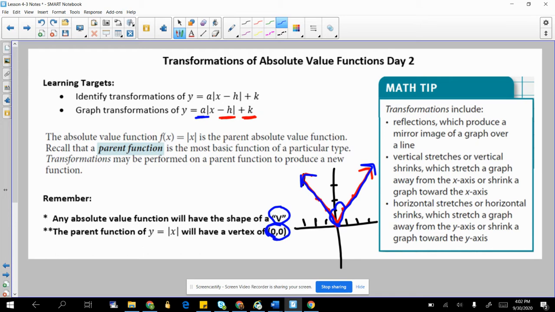Then the other transformations that we're going to talk about today are reflections, which produce a mirror image of a graph over a line. In this case, it's mostly going to be over the x-axis. And then we're going to talk about vertical stretches and shrinks. And then there are also horizontal stretches and shrinks, but we're not really going to mention those too much. All right, so moving right along here.